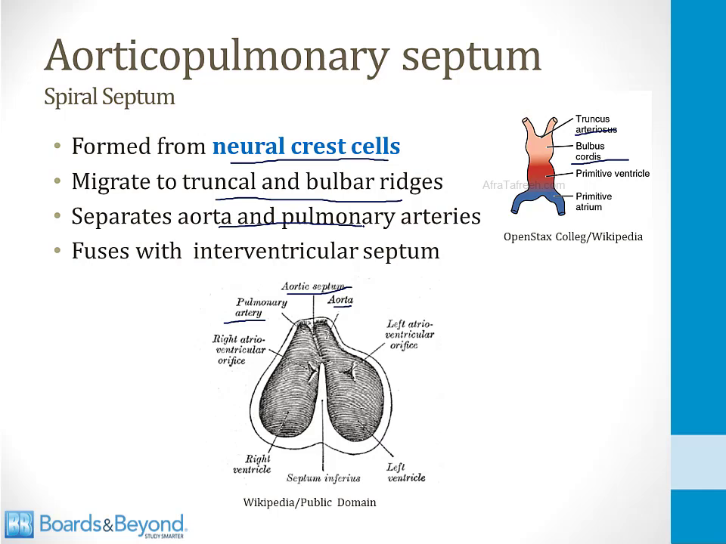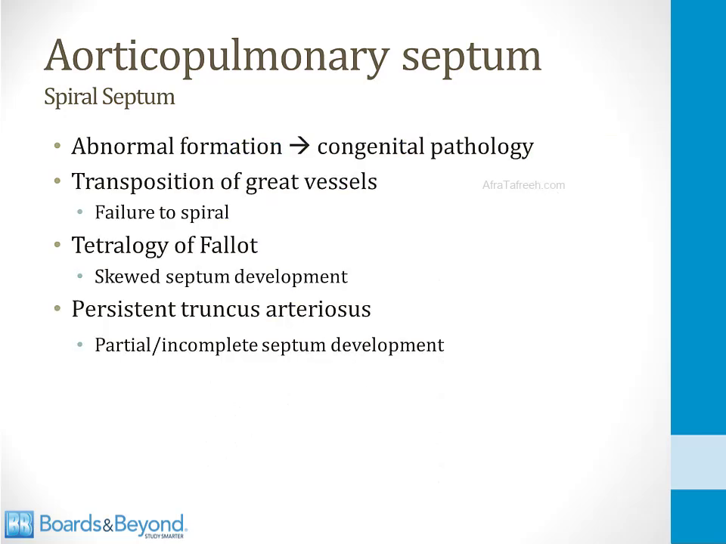And as I described earlier, it fuses with the intraventricular septum to help form the membranous ventricular septum. If this septum does not form normally, that can lead to a number of congenital heart defects. Transposition of the great vessels can be caused if this septum fails to spiral normally. Tetralogy of Fallot can be caused if this septum is formed in a skewed manner. And a persistent truncus arteriosus can develop if there is partial or incomplete septum development.